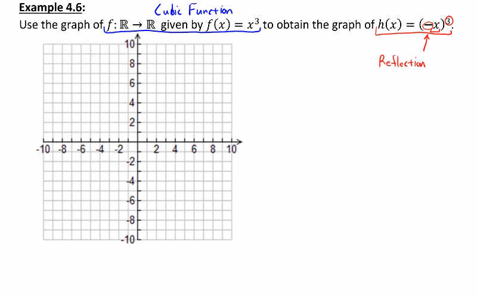But the question remains, which reflection will it be? Is it over the y-axis? Is it over the x-axis? That all depends on where the multiplication of -1 occurs. In this case, the multiplication of -1 is directly attached to the x. So this is, by definition, go back and look at the definition if you need to, reflection over the y-axis.